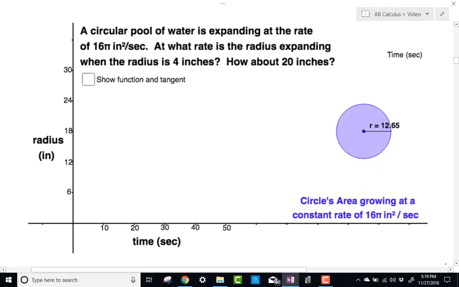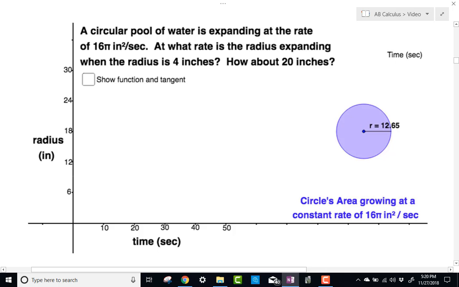So we've got another circle problem here. It says a circular pool of water is expanding at the rate of 16 pi inches squared per second. So this time they're giving us the rate at which the area is increasing. Notice the units here, 16 pi inches squared per second. So the area of that circle is increasing at that rate.